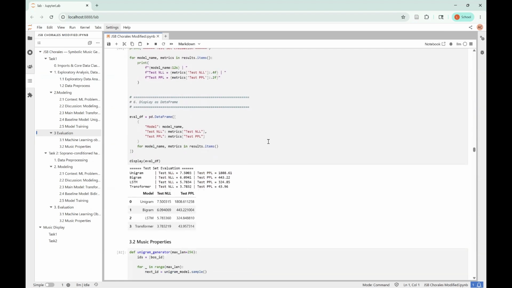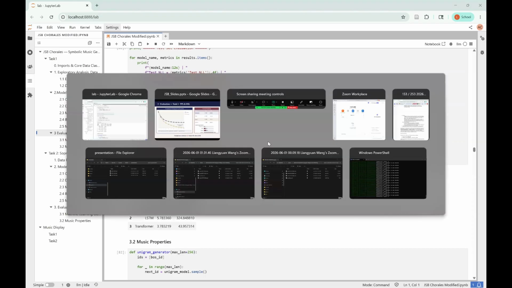The transformer gets the best result with a test NLL of 3.78 and a PPL of 43.96. This is much better than the LSTM baseline. The bigram and unigram baselines are even worse because they only capture simple frequency or local transition patterns.